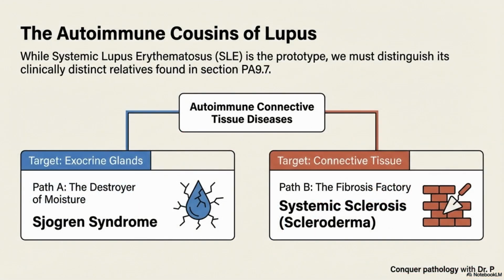We call them cousins because they share the same autoimmune roots as lupus, but their personality is different. We have 2 main paths today. Path A is Sjogren syndrome. I call this the destroyer of moisture.